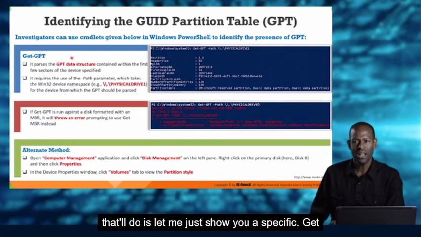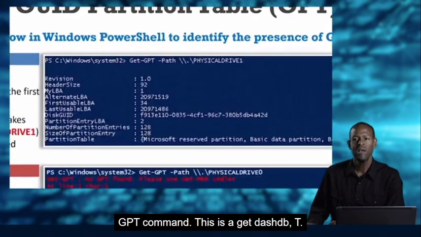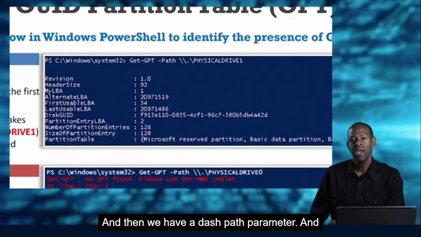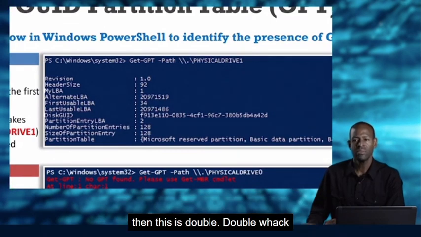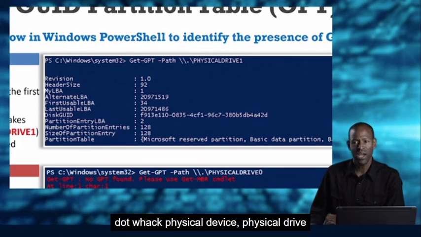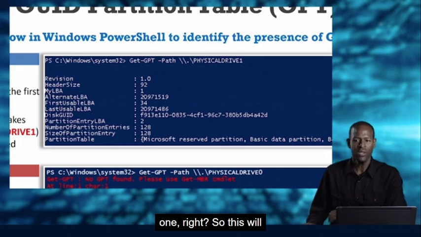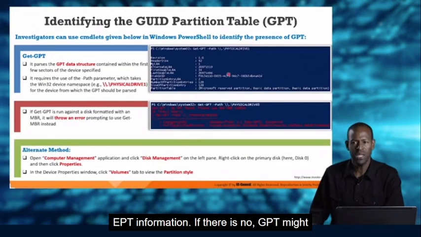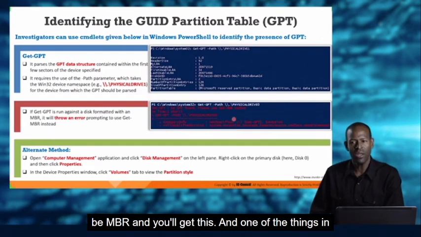So what that'll do is, let me just show you a specific get-GPT command. This is a get-GPT, and then we have a dash path parameter, and then this is a double whack, dot whack, physical drive one, right? So this will give you the GPT information. If there is no GPT, it might be MBR, and you'll get this.